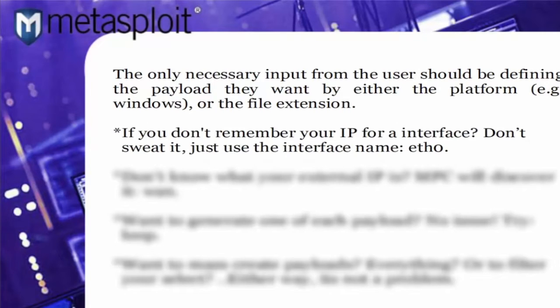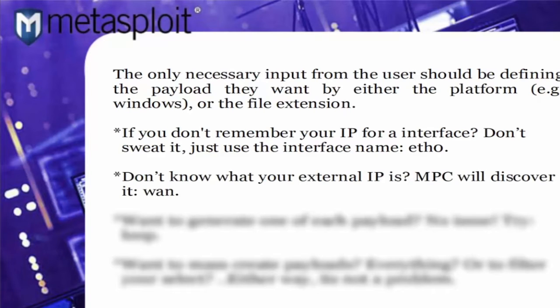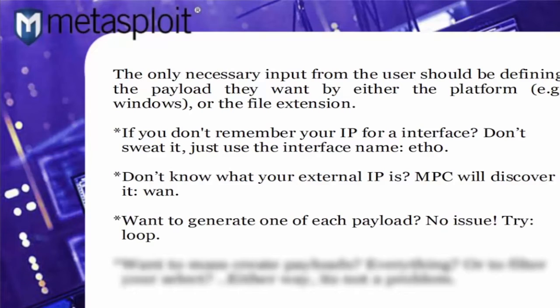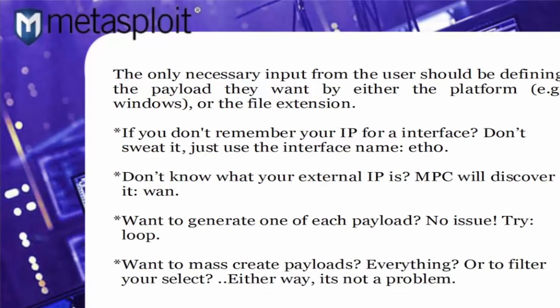If you don't remember your IP for the interface, then don't worry, just use the interface name eth0. And if you don't know what your external IP is, MPC will discover it, that is WAN. Want to generate one of each payload? No issue, try loop. Want to mass create payloads? Everything, or to filter your selection? Either way, it's not a problem.